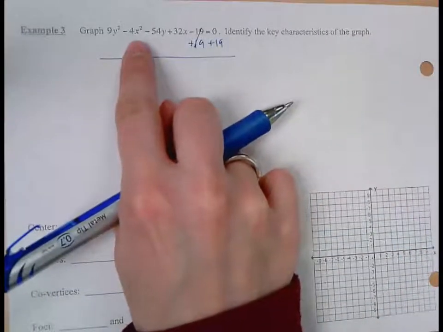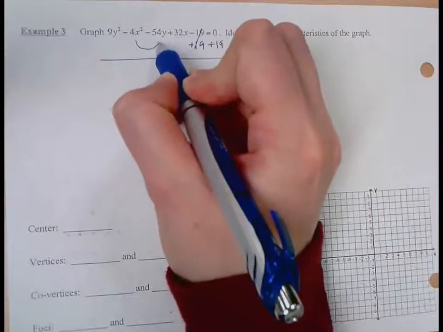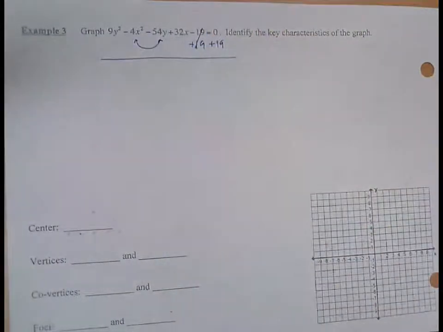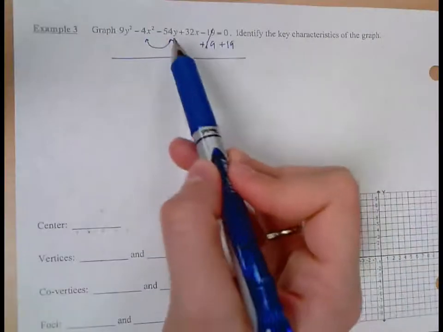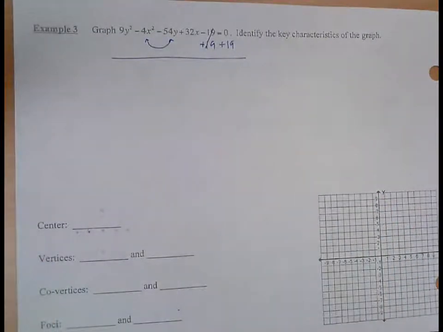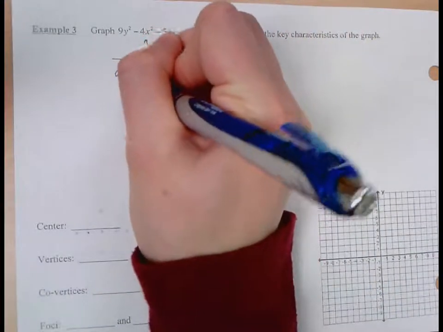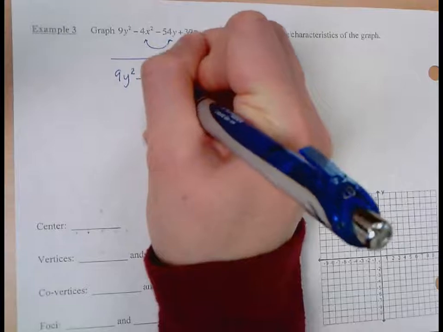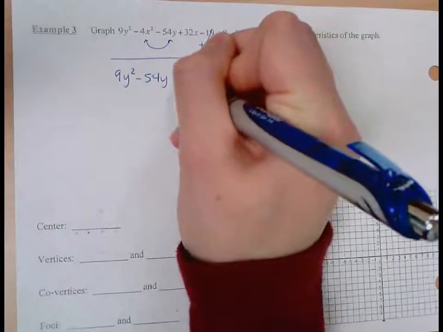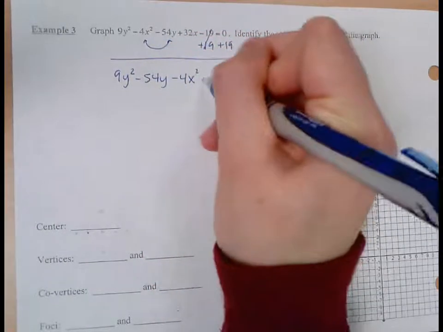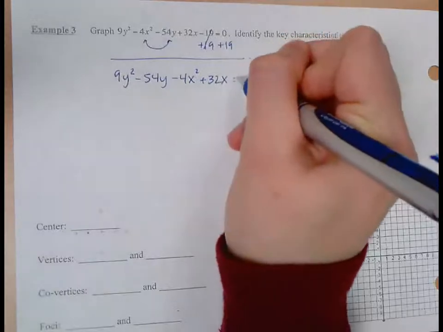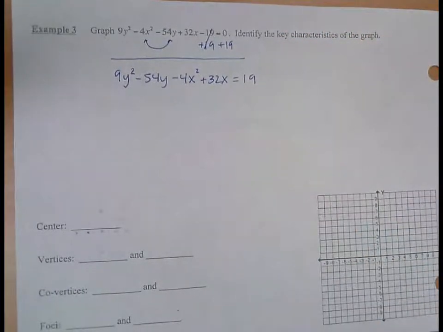And then I'm also going to switch around the minus 4x squared and the minus 54y. These are both minus. Just make sure when you're switching terms you keep the sign in front with it. So I'll have 9y squared minus 54y minus 4x squared plus 32x equals 19.